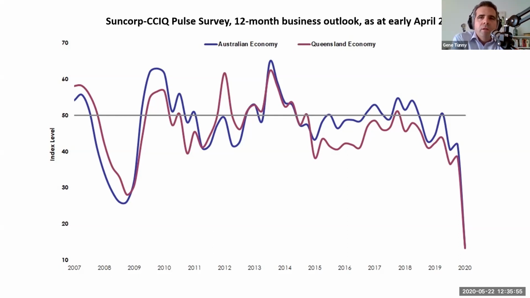But the longer this goes on, the more damage is done to the balance sheets of businesses, and the more likely they'll fail and they won't be there to rehire workers. That is a grave concern, because we're seeing some very profound impacts on businesses.